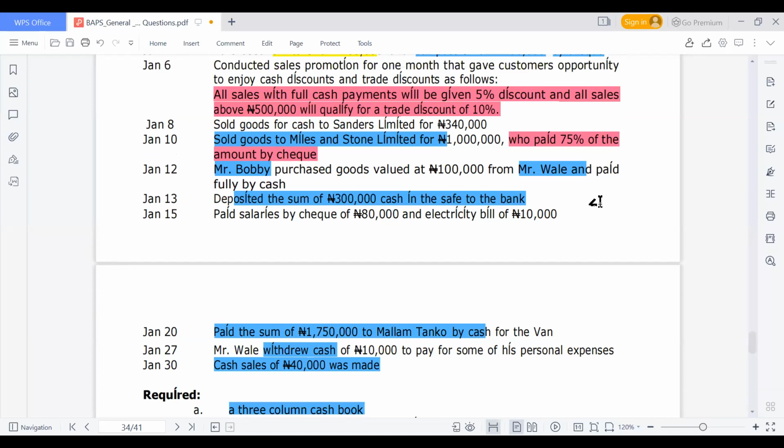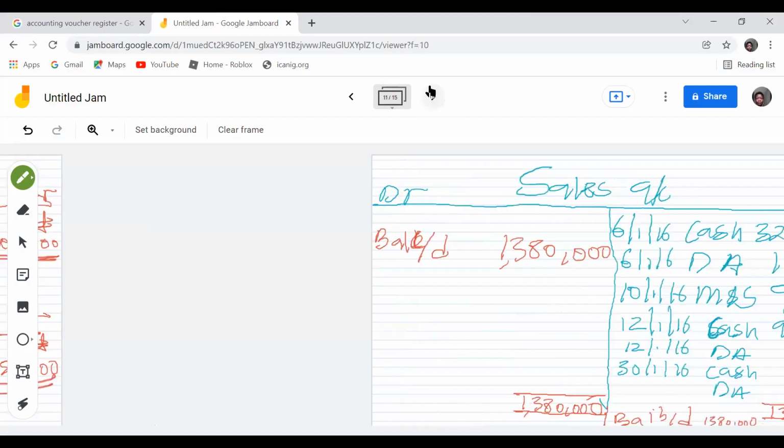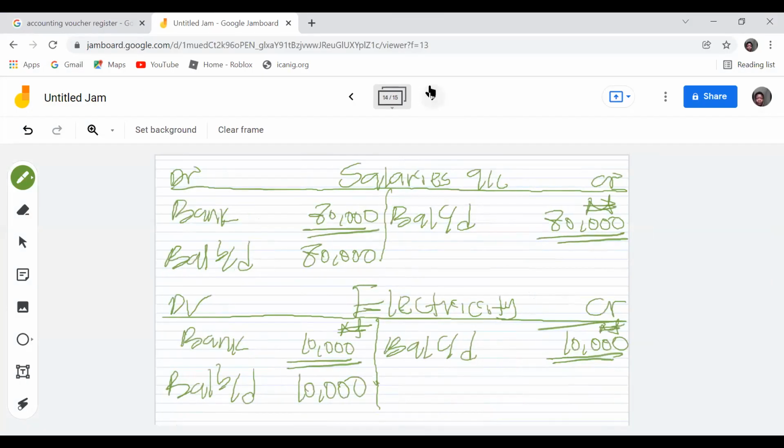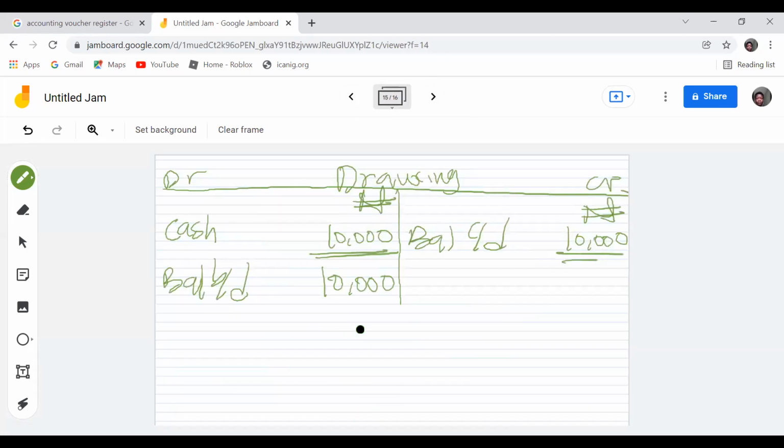Let's go back to the transaction. This is where we receive the discount, a cash discount of 4%. So the last ledger now is the discount received account. Let me maintain it here. It's very short. Discount received.